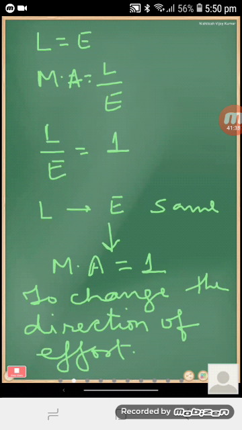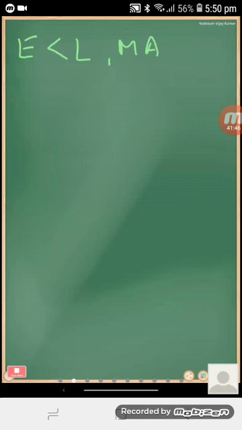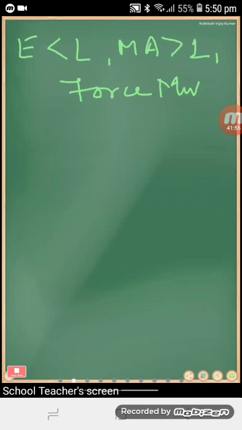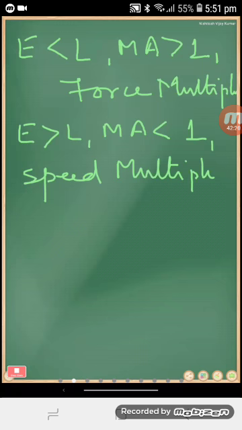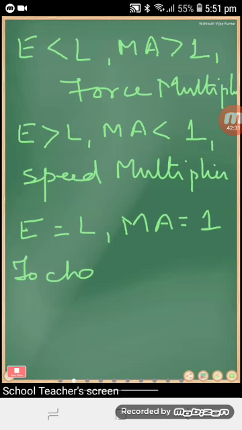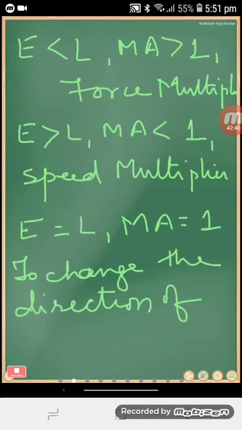E less than L, MA will be greater than 1, the function is force multiplier. E greater than L, MA less than 1, the function is speed multiplier. And third, E equal to L, MA equal to 1, this will be to change the direction of effort.